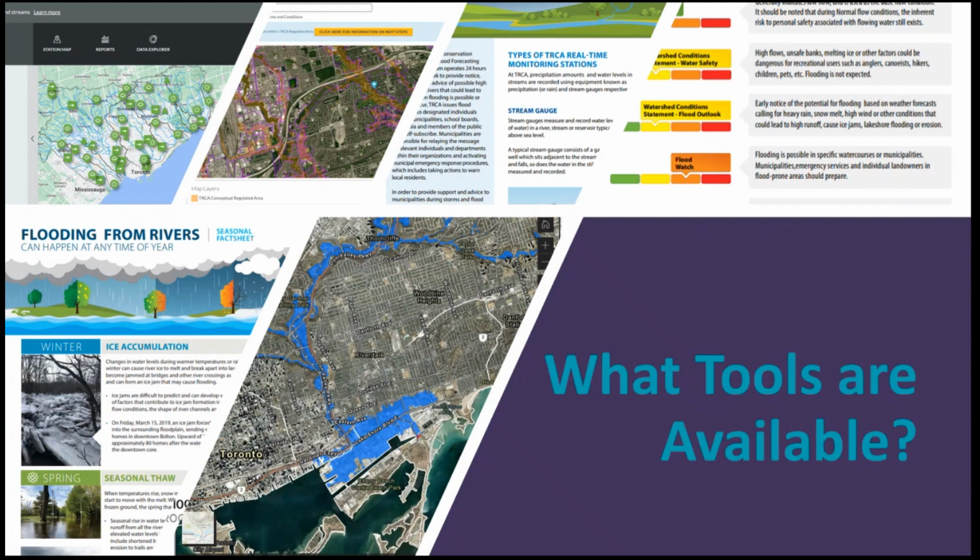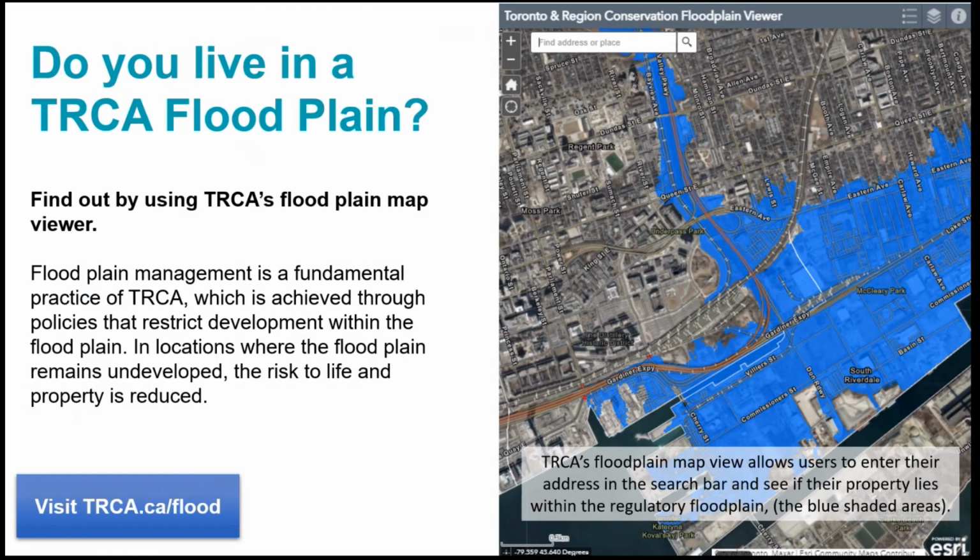As we mentioned in Module 1, TRCA and our other conservation authorities provide a lot of tools for residents, business owners, and the general public to access to be able to understand their potential risk of flooding where they're located. These tools are provided free of charge and can be accessed at any time on our website. The first of these tools is the Toronto Region Conservation Authority's Floodplain Map Viewer.